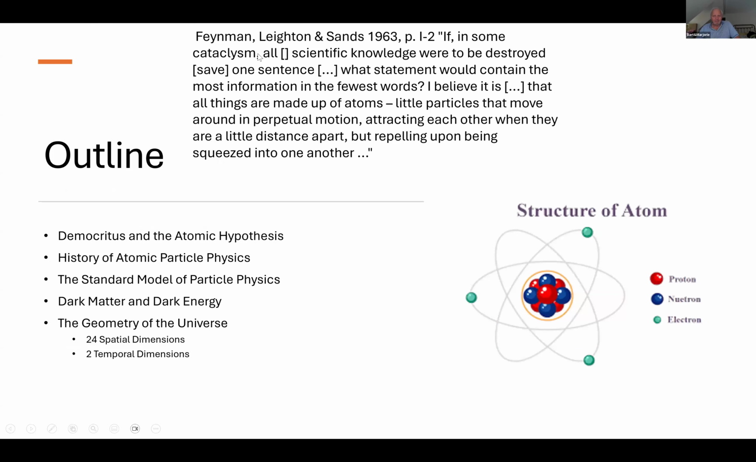This all came about from a comment by Richard Feynman, the Nobel laureate in physics, who said, what if all scientific knowledge were to be destroyed, save for one sentence? What is the one statement that would contain the most information in the fewest words? And he believed it was that all things are made up of atoms, little particles that move around in perpetual motion, attracting each other when they're a little distance apart, but repelling upon being squeezed into one another. And so that's really what we'll be dealing with here, is the notion of atoms.